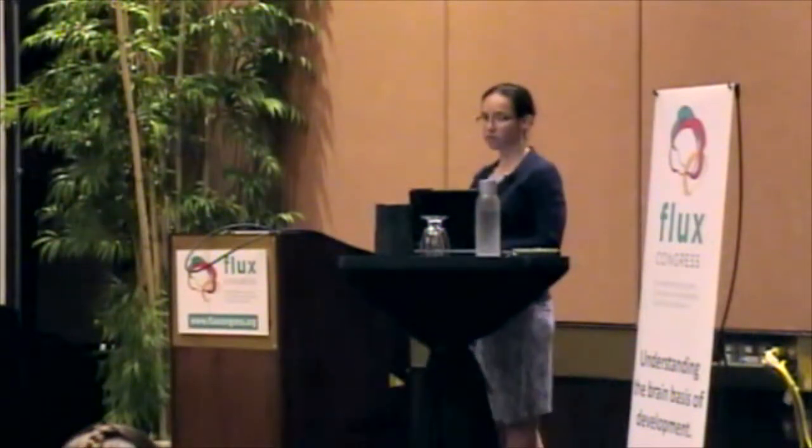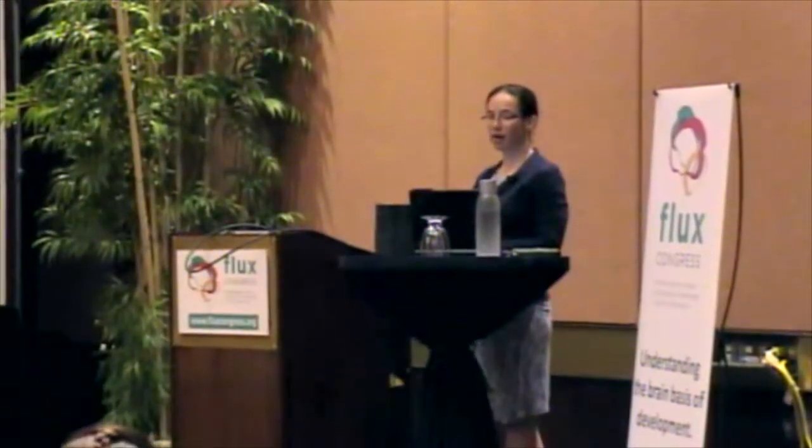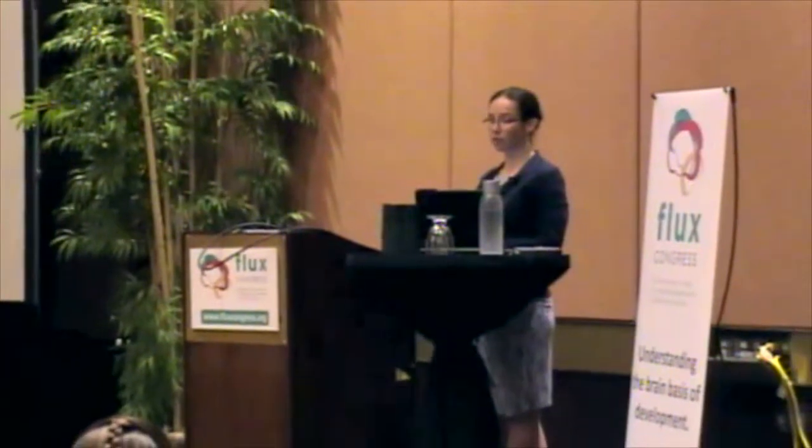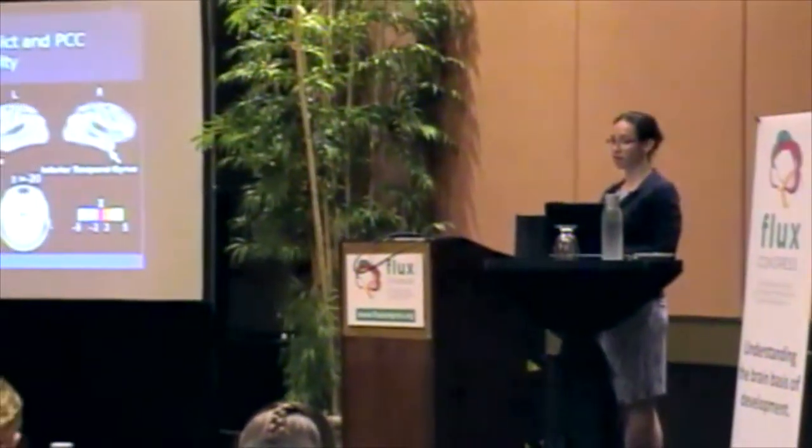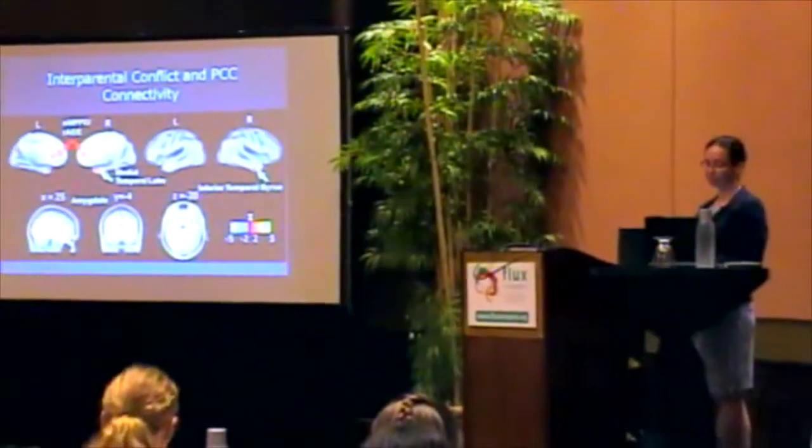These are the subcortical results of the same analysis, showing that higher levels of conflict were associated with greater connectivity between the posterior cingulate and the right amygdala.